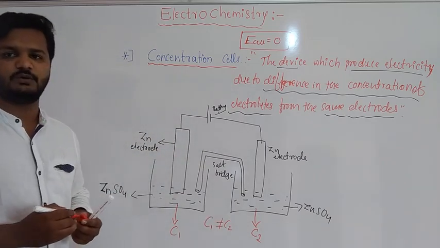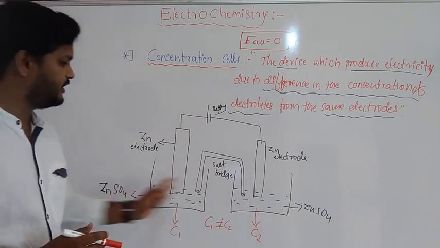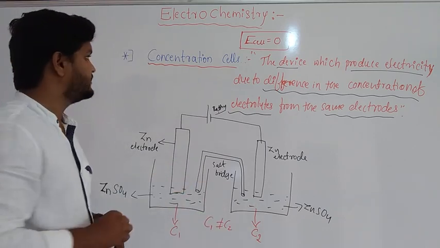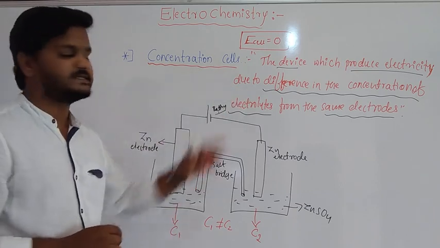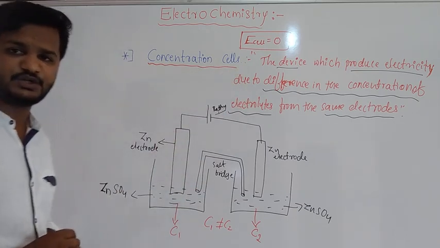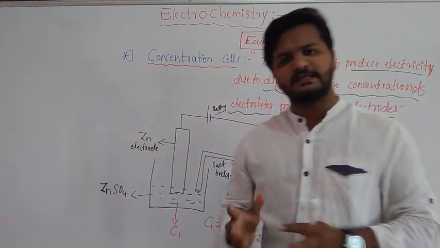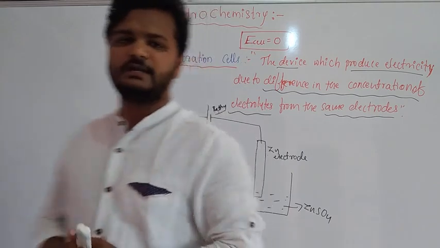C1 is not equal to C2. The concentration is different in the two cells. So this is the concentration cells definition and the diagrammatic representation. And students, by using this we can calculate the E cell value.